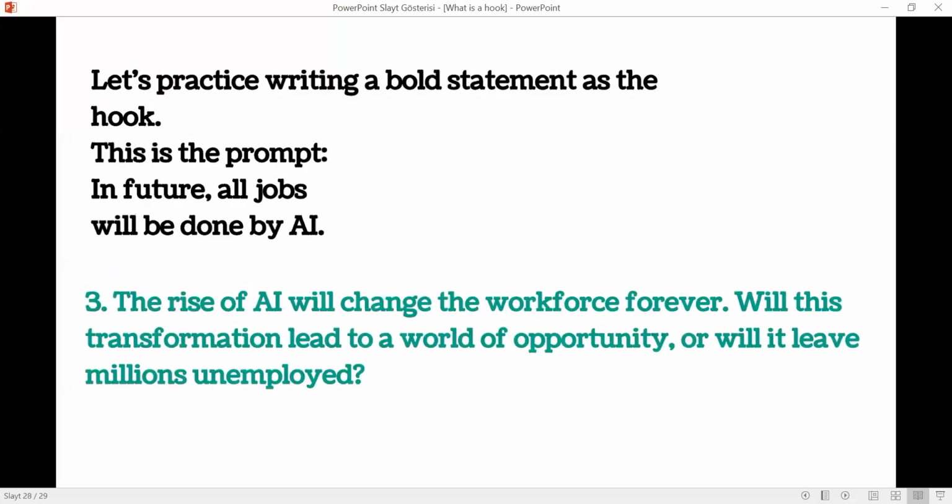The rise of AI will change the workforce forever. Will this transformation lead to a world of opportunity? Or will it leave millions unemployed?